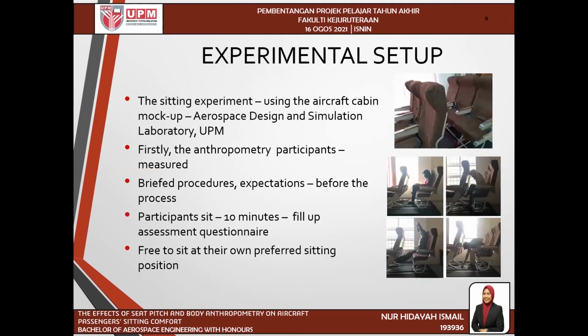Next is the experimental setup. The seating experiment is conducted using the aircraft cabin mock-up in the Aerospace Design and Simulation Laboratory, Universiti Putra Malaysia. Firstly, the crown buttock height and buttock knee length of the participants are measured. The participants are briefed on the procedures and expectations of the experiment before they start. The participants are assigned to sit on the aircraft seat for 10 minutes for each session, and after that, participants are required to fill up the comfort assessment questionnaire at the end of each session. The participants are free to sit in their own preferred sitting position or posture throughout the experiment.